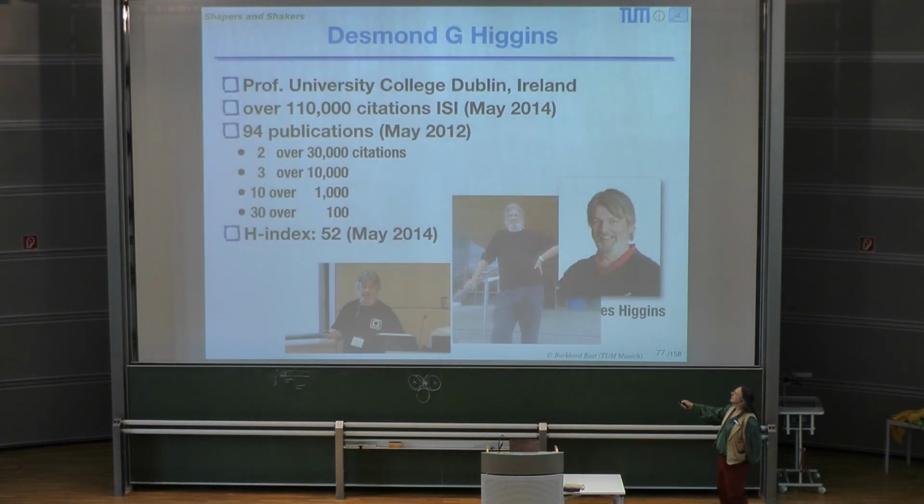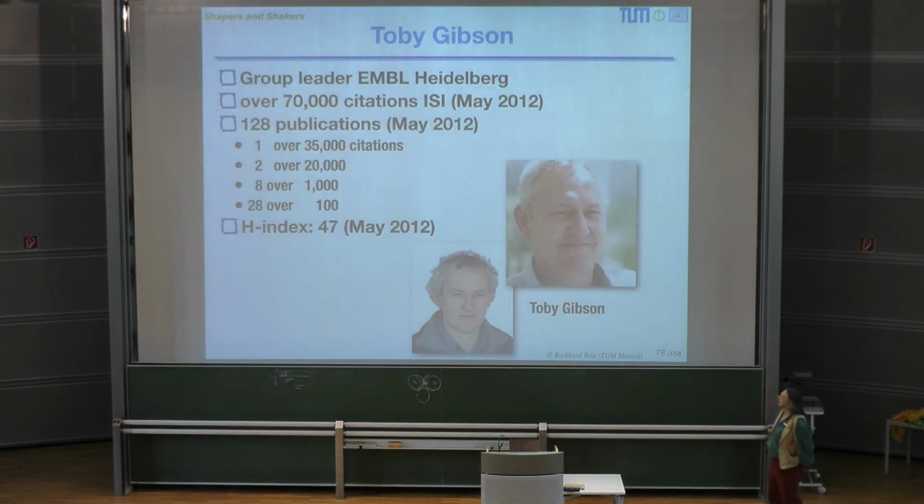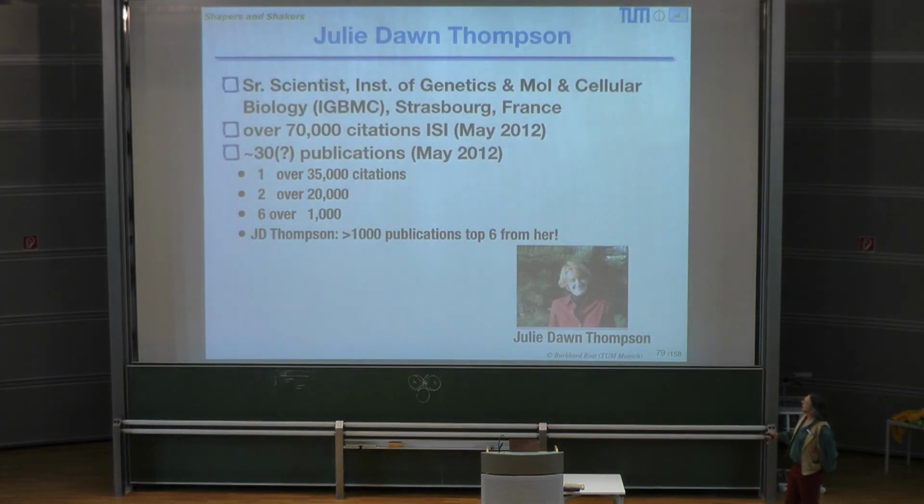Des Higgins, over 100,000 publications, 94 in May 12, H-index of 52, here in Dublin. Toby Gibson, who is at the EMBL, and Julie, who is in Strasbourg.